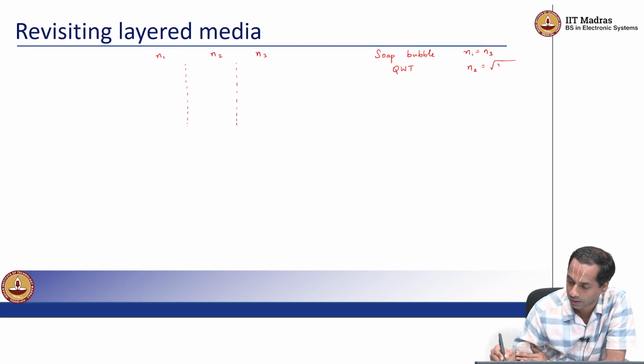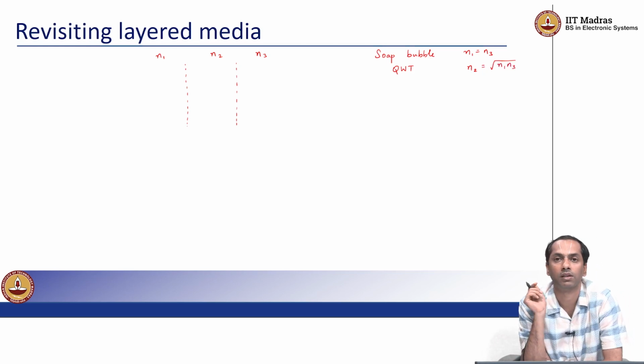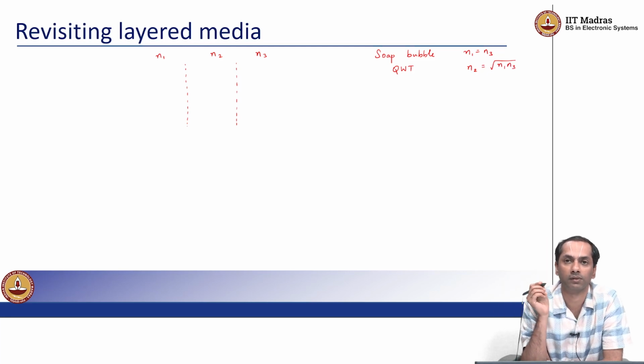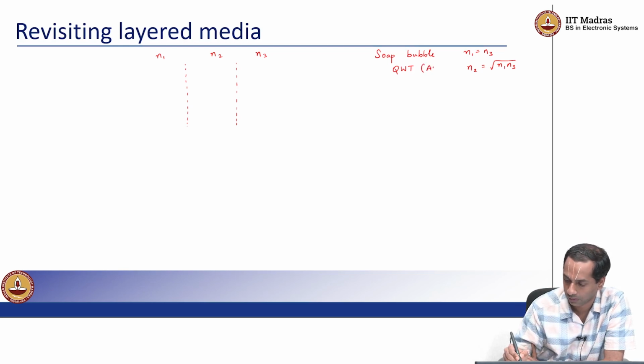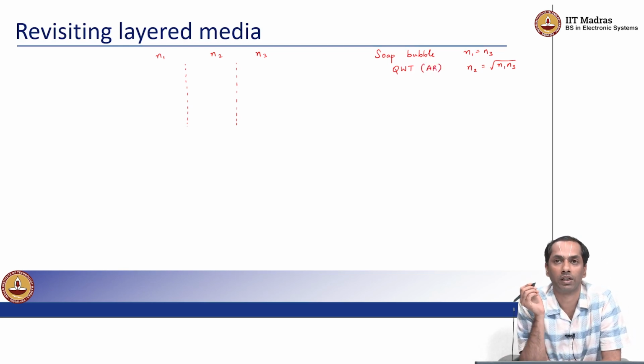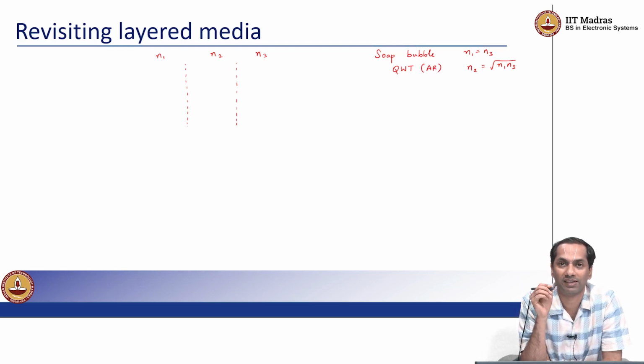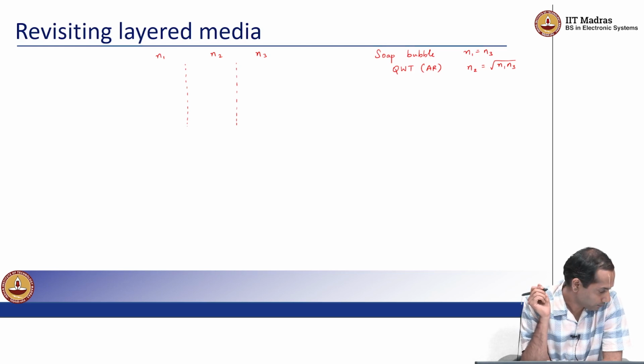And we also looked at the case of the quarter wave transformer, where I would want N2 to be the geometric mean of N1 and N3, and it would have to be precisely quarter wave thick, where the wavelength is the wavelength at which I would like to reject reflections for AR coating. So we saw this in the context of AR coating. We'll revisit that, and now you can actually exactly calculate this net reflection and net transmission using the scattering matrix formalism or the transmission matrix formalism.